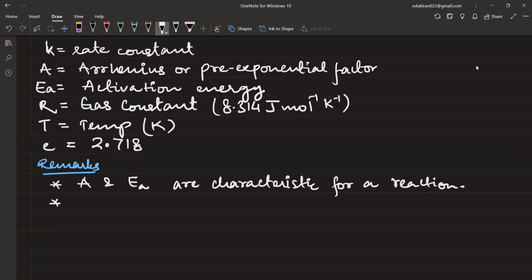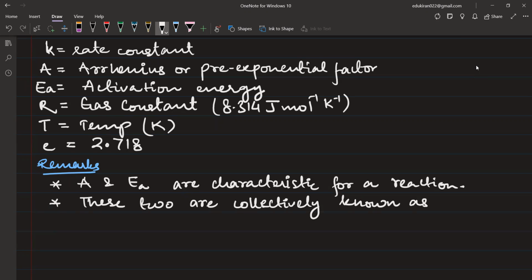The next one, please write. These two are collectively known as Arrhenius parameters.